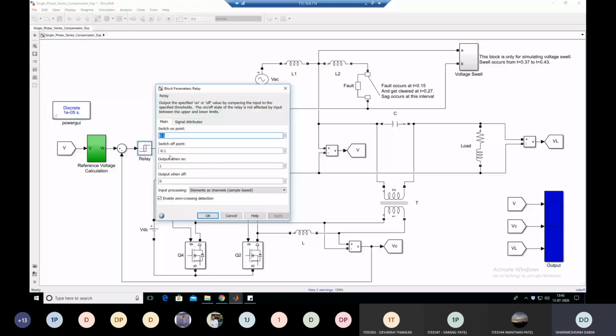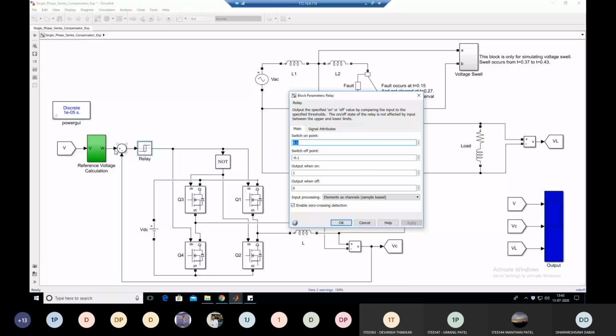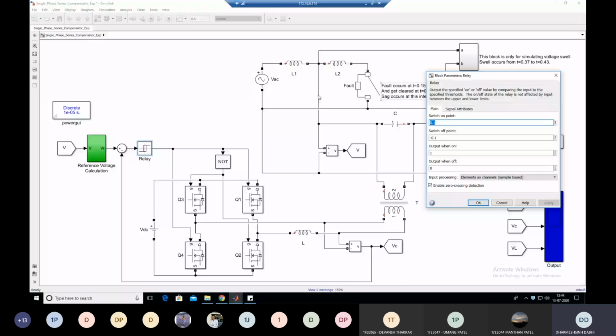So let's now see that. Suppose here VR is 0.3. The reference value is 0.3. At the initial time VC is obviously 0, because we do not provide compensation at 0.15 second. So the output is 0.3, which is more than 0.1. It means the relay is closed. Now, when the relay is closed, its output is 1. You can see that the output is 1 when it is on.